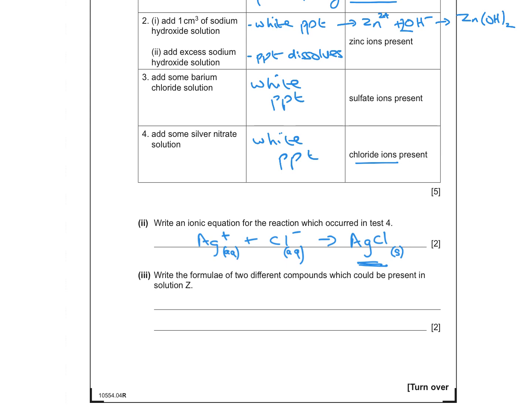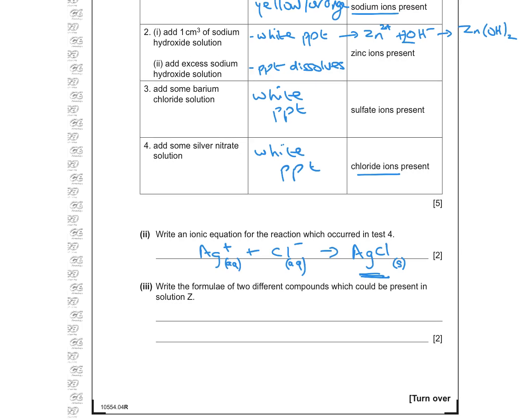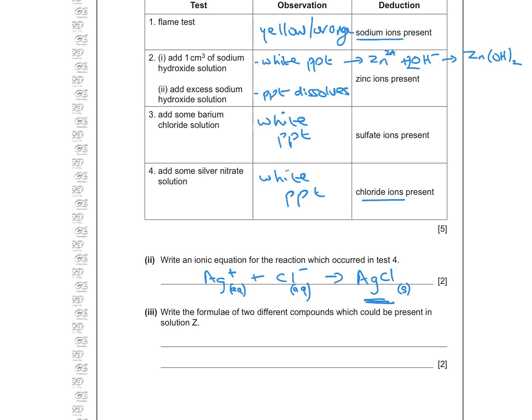Okay, on to part 3. The formula of 2 different compounds which could be present in Z. Well, if we go back up to here, so Z contains these ions. We know from the flame test that there is sodium. Now that's asking for formula. So sodium, and then from test 3, it also contains sulfate ions. So one possible compound is sodium sulfate.